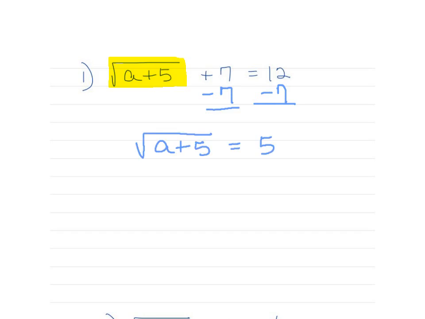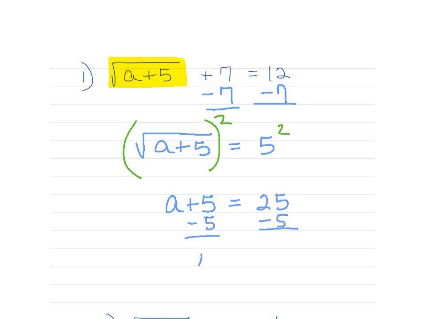Now, in order to undo that radical symbol, we'll need to square both sides of our equation. And so when we square radical a plus 5, we're left with a plus 5. And when we square 5, we get 25. Now go ahead and isolate a. We can subtract 5 from both sides so that a equals 20.